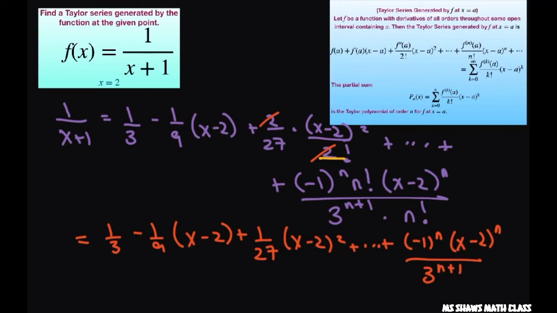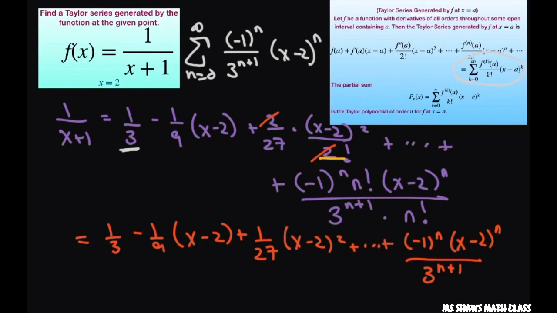Okay, from there, I can write this as a sum, and that's going to be the sum n equals 0. We're starting at 0. That's why we have that, to infinity of negative 1 to the nth power divided by 3 to the power of n plus 1 times x minus 2 to the nth power.